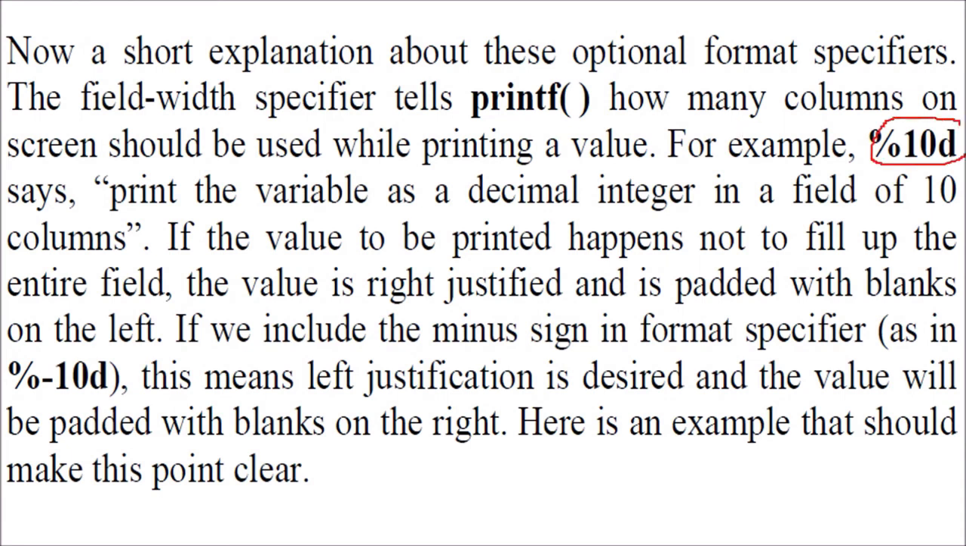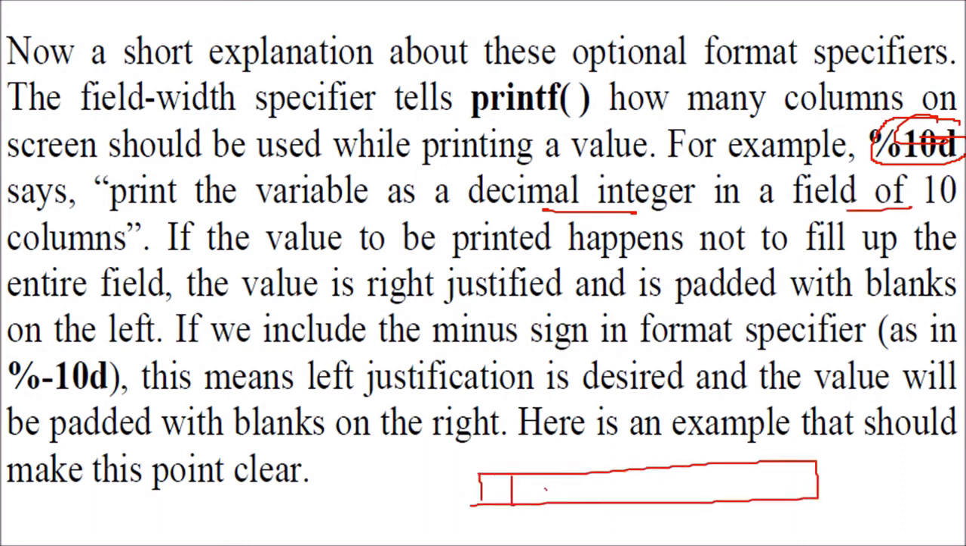But if you write %10d, that means it will print the variable as a decimal integer, this %d, in a field of 10 columns. So there will be 10 columns in all. And by default it is right justified, so it will always start from here. But if you essentially don't want it to start from here and want it to start from here, for that you give %-10d. This is specifically for making values start from the left, that is left justification, and whichever area is left over will be padded with blanks.